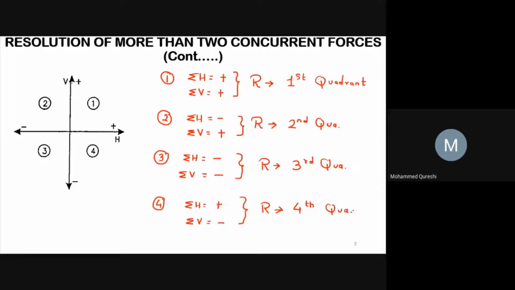So in this way, you can check the sum of horizontal forces and the sum of vertical forces, and depending upon the values, whether positive or negative, you can judge the quadrant in which the resultant lies.